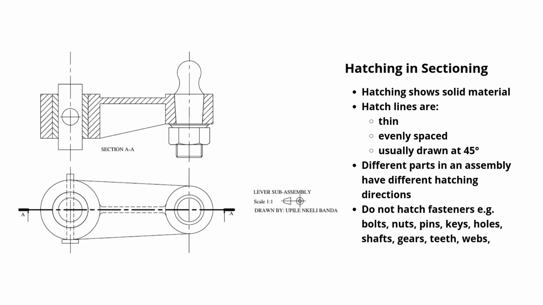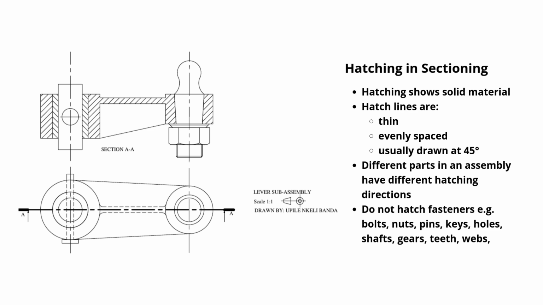3. The solid material rule. Only hatch where the cutting plane actually touches solid material. If the cut passes through a hole or a void, leave it empty. Hatching a hole is a major error. It tells the machinist the hole doesn't exist.